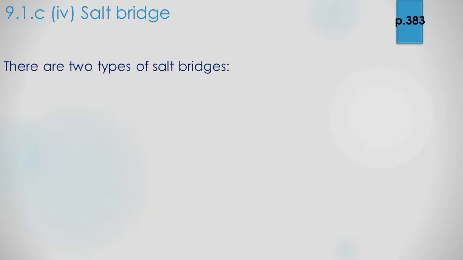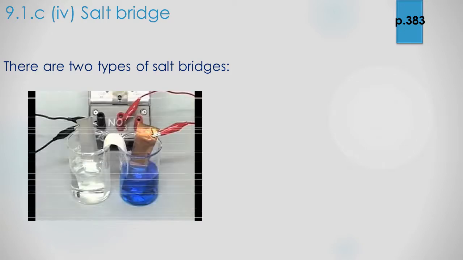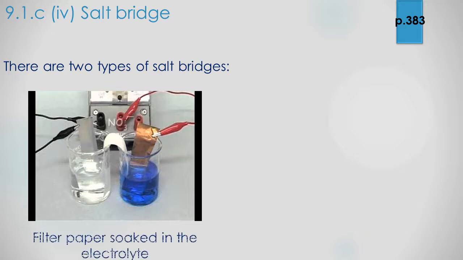Now, we are going to talk about the salt bridge. We have two types of salt bridges. We have the filter paper soaked in electrolyte, so you can get any filter paper, just soak it in the electrolyte. Electrolyte is a solution of ions, and then put it in the two compartments. What's the role of the salt bridge? We want to connect the cell. If the cell is an open circuit, then electrons can't flow, so it just completes the circuit.